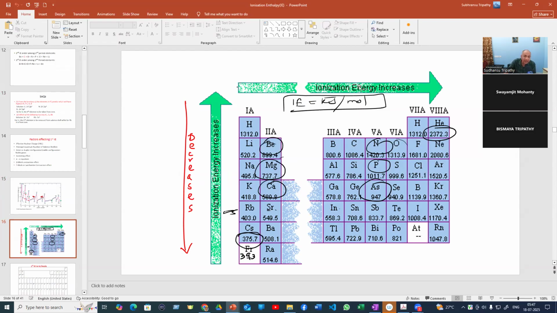And the highest IE in the entire periodic table is helium, because in a period it increases, down the group it decreases. So you will find helium has the highest IE, having a duplet stable configuration. And the lowest is francium. Oh, I'm so sorry, cesium. Francium also has been studied. It is more than that, another anomaly. Down the group it decreases, but here is an anomaly: the radioactive francium has been found to have greater IE than cesium.